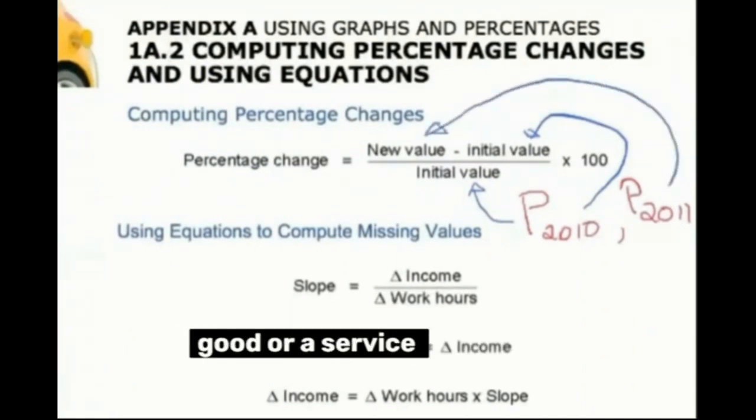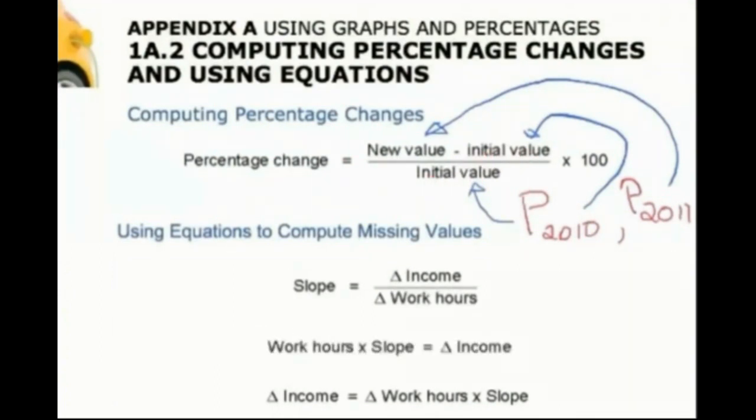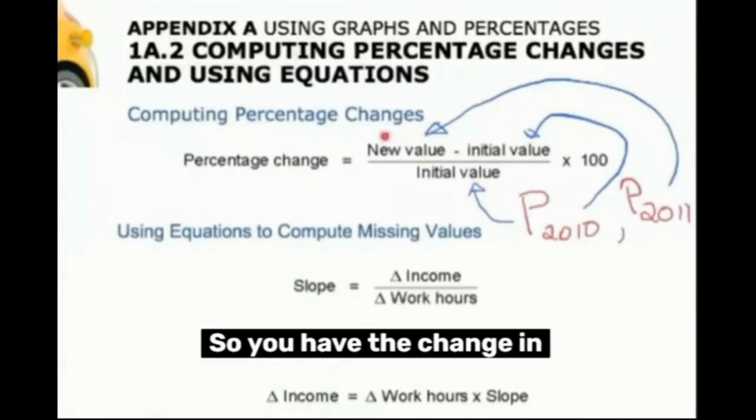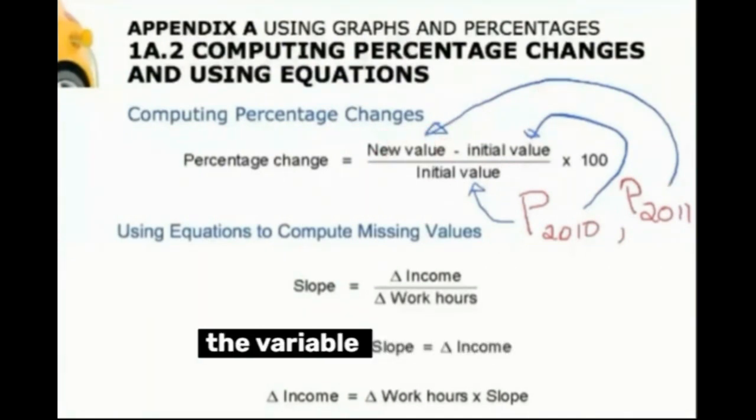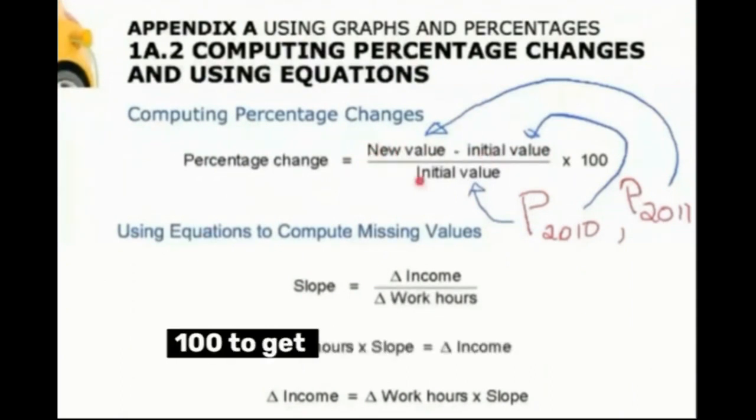So to compute the percentage change in the price of a good or a service from 2010 to 2011, you take the price from 2010 and put it in where the initial values go. And you take the price of 2011, you put it in where the new value goes. So you have the change in the price, or the change in the variable, divided by the initial value of that variable. And you multiply it times 100 to get it to be a percentage change.